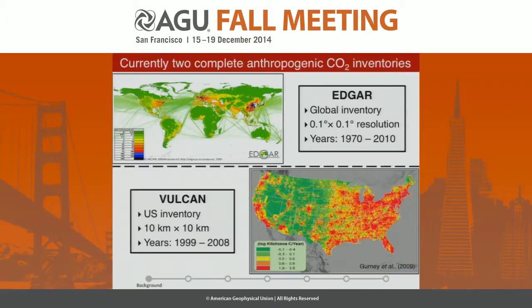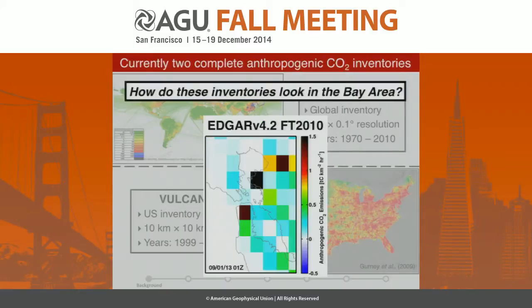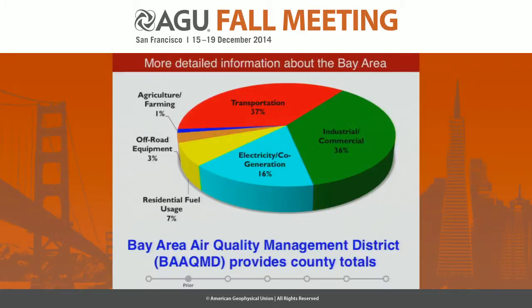So the first thing I did was plot up what EDGAR looked like over the Bay Area to see how much information it was actually giving me. And EDGAR is not time-resolved, so this is actually an animation. But there's not really a whole lot of information provided at the spatial scales we're interested in the Bay Area. So instead, I decided to look for other information about CO2 in the Bay Area.